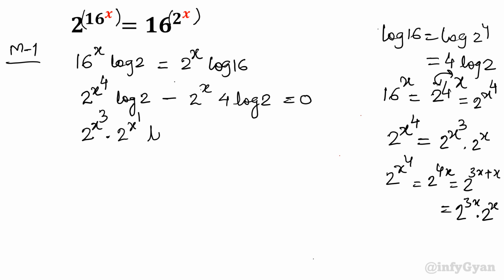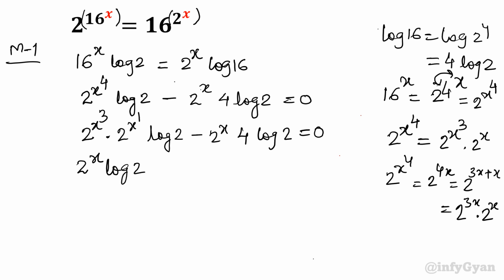So let me write this: 2 power x power 3 times 2 power x power 1. That means 2 power x log 2 minus 2 power x power 1 into 4 log 2 equal to 0. Now take common whatever is common. So 2 power x is common, log 2 is common. So I will write 2 power x power 3, that means 2 power 3x, minus what is left, 4, equal to 0.